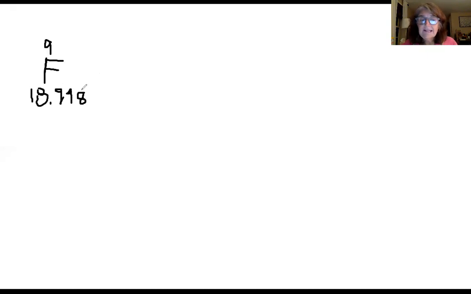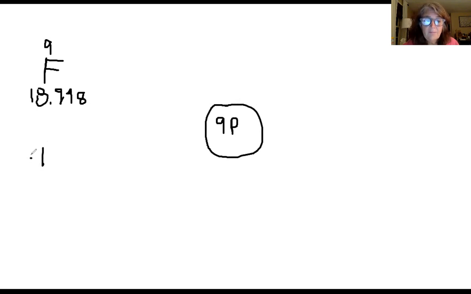Okay, let's begin by drawing the nucleus of this atom. I know right away that there are 9 protons in this nucleus. I know that because the atomic number tells me the number of protons. Protons are positive. They're located in the nucleus. If I have 9 protons, then I have to have 9 electrons.